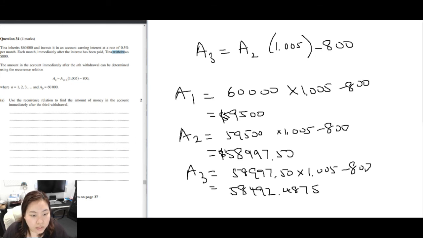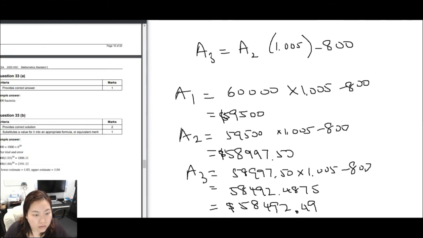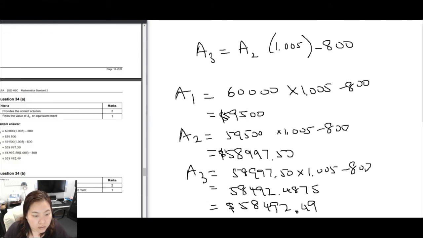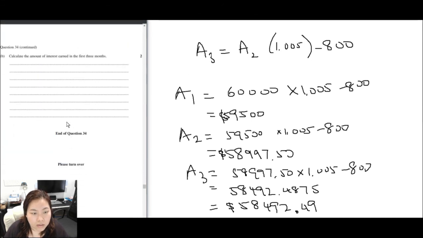Use the recurrence relation to find the amount of money in the account immediately after the third withdrawal. It is $58,492.49. Nice. B. Calculate the amount of interest earned in the first 3 months.